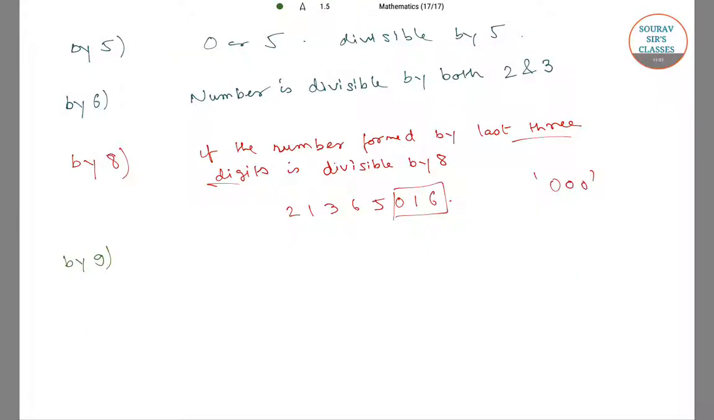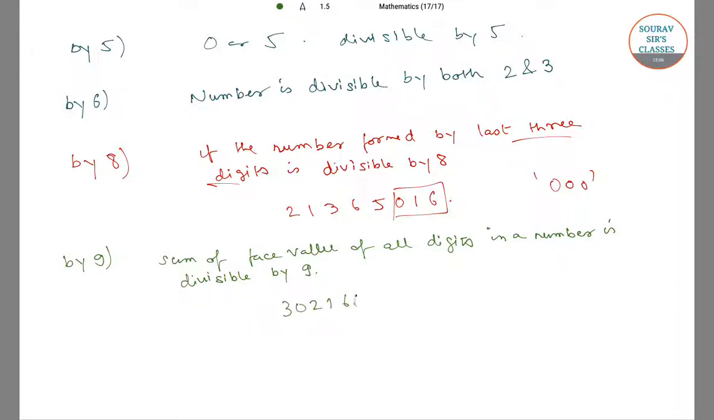A number is said to be divisible by 9 if the sum of the face values of all the digits of a given number is divisible by 9. For example, let us take the number 302166. The sum of all the digits is 3 plus 0 plus 2 plus 1 plus 6 plus 6, which is equal to 18, which is divisible by 9. So our number 302166 is divisible by 9.